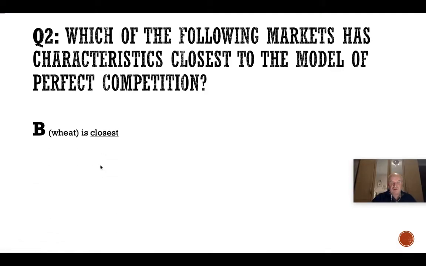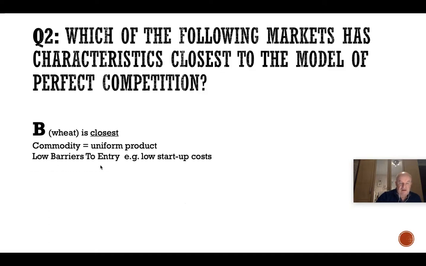So, in terms of the closest to the model of perfect competition, the answer in this case would actually be the wheat market. The reason for that is it's obviously a commodity product, a uniform product, exactly the same within reason. When you think about the process of producing wheat, it's a very similar product to anybody else who's going to produce wheat. There are clearly quite low barriers to entry, relatively low startup costs. All you need is a field and some grain, a bit of water and some fertilizer perhaps, but relatively speaking, low barriers to entry.